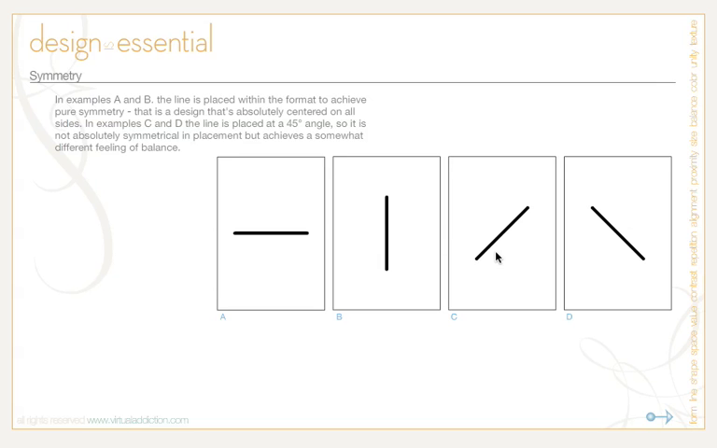Now, place the line on a 45-degree angle. When it's placed in the format centered left to right and top to bottom, it doesn't have the same feeling of complete symmetry, but the design is still technically balanced.